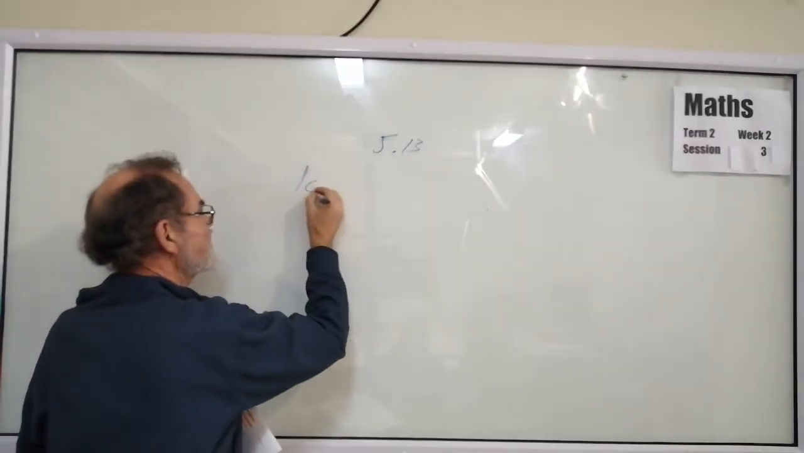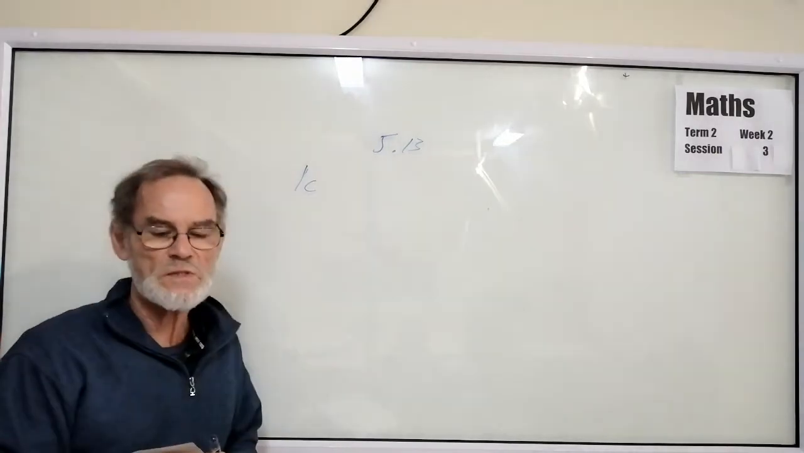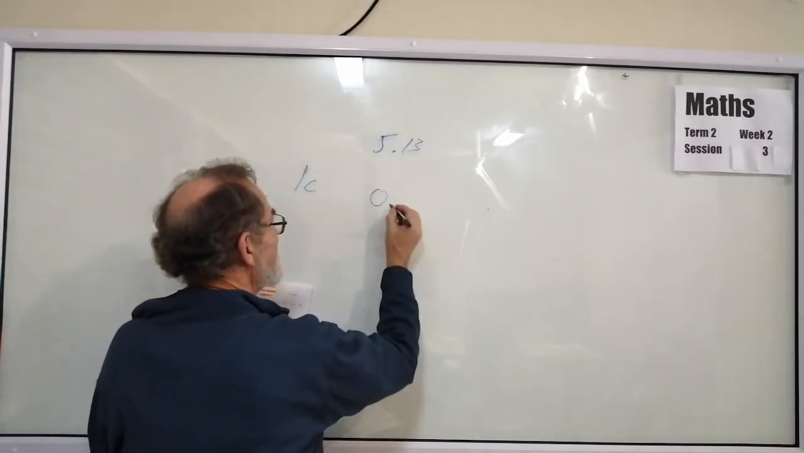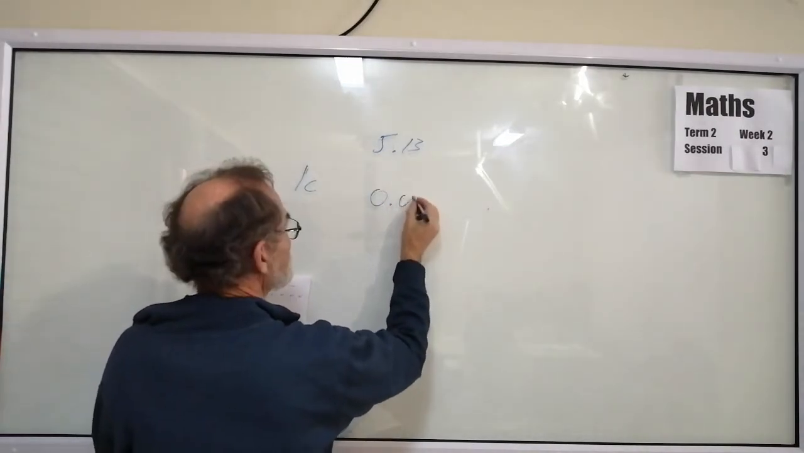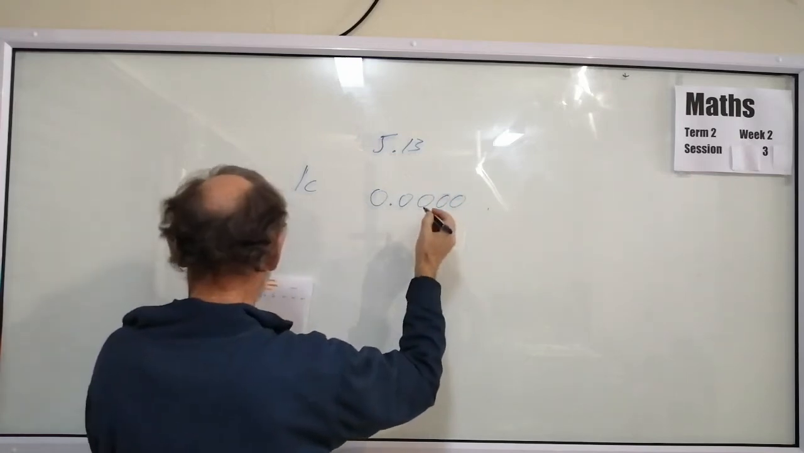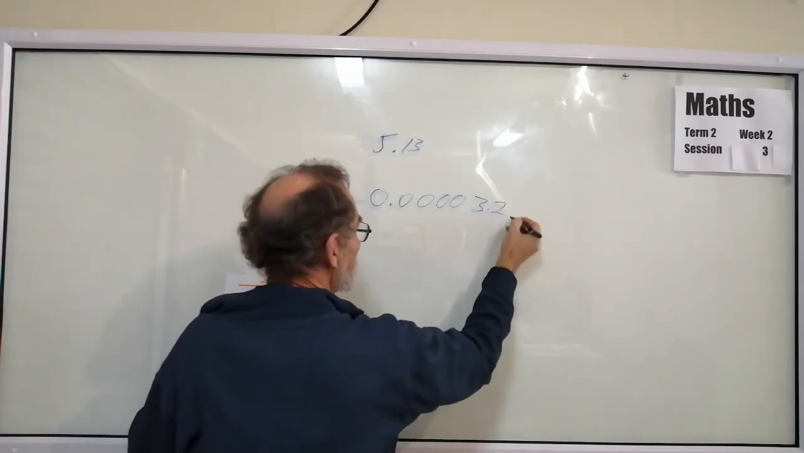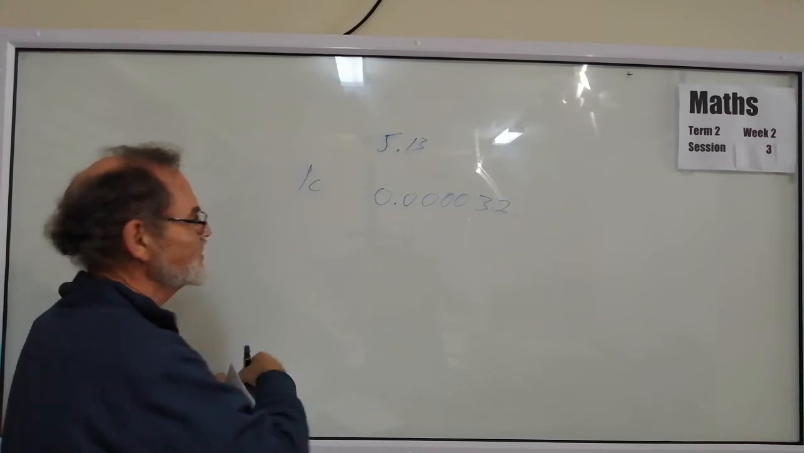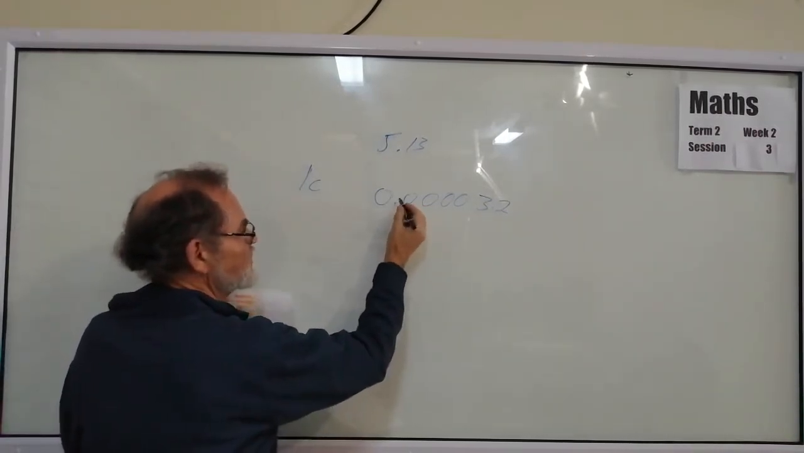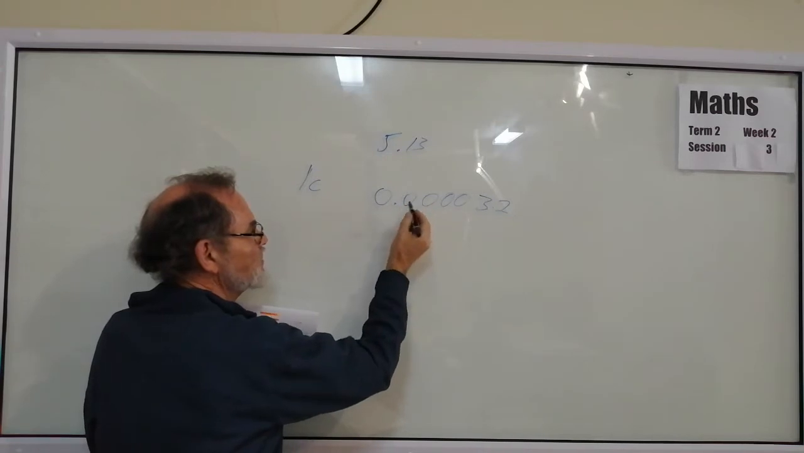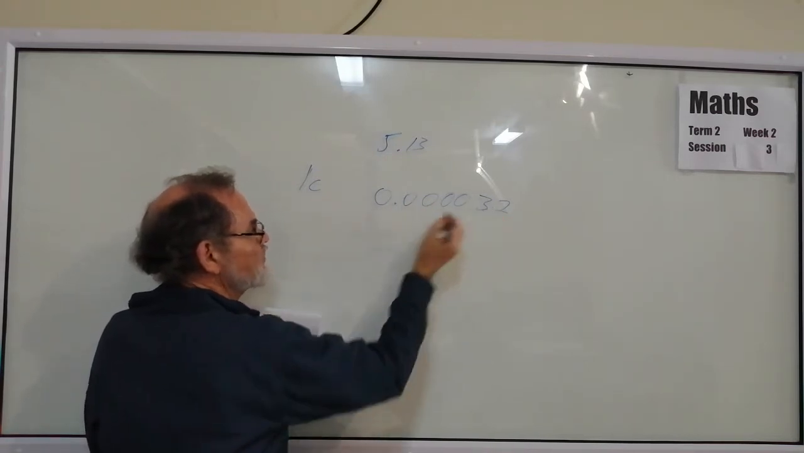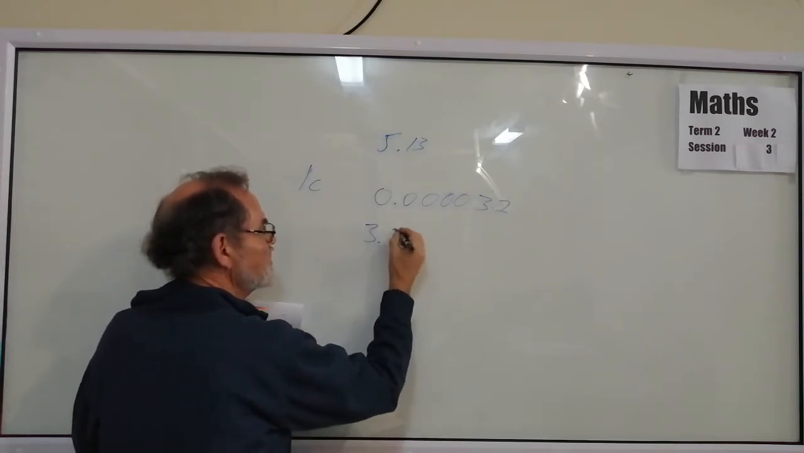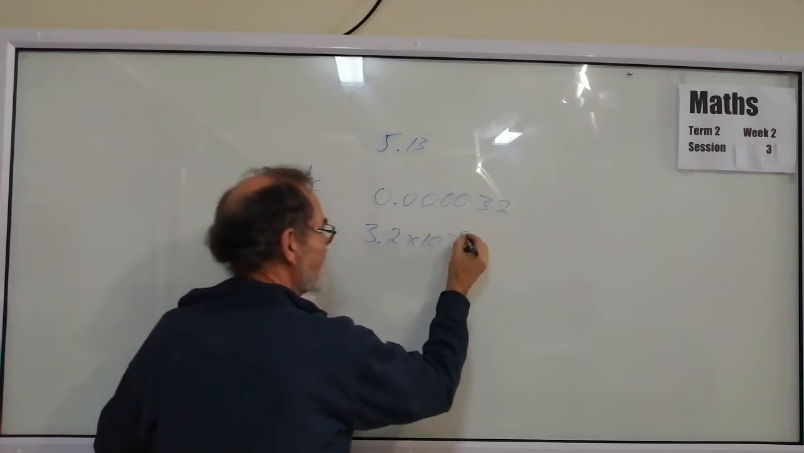Exercise 1C. Just doing a few examples, just to show you how it works. In exercise 1C, they have a number written in normal form, and there's 4 zeros and then 3, 2, and they want us to write that in standard notation. So we see how many positions we must move this point to get to 3.2. 1, 2, 3, 4, 5. So therefore this is 3.2 times 10 to the minus 5.